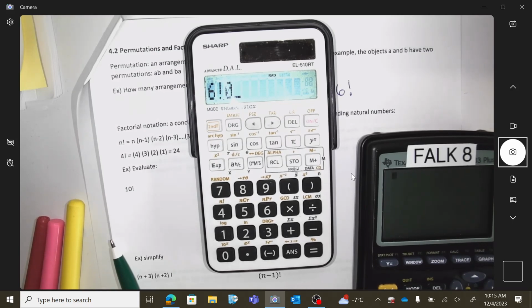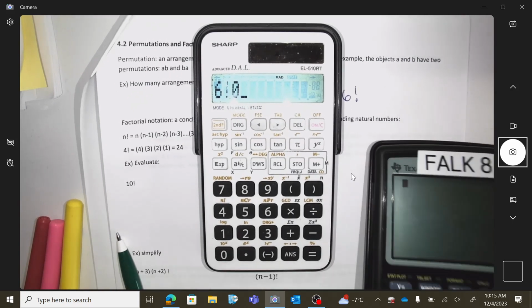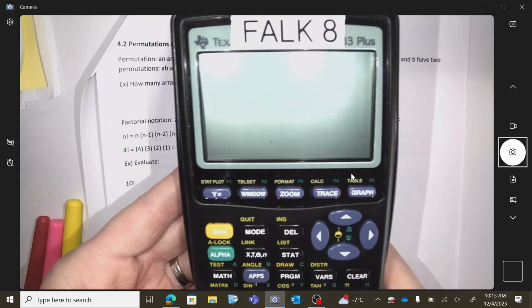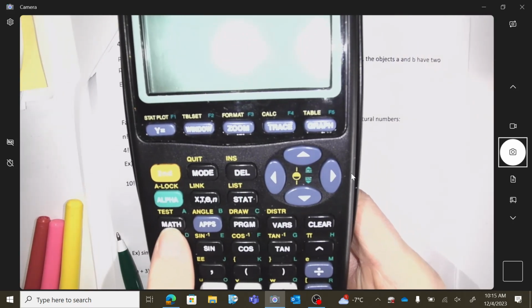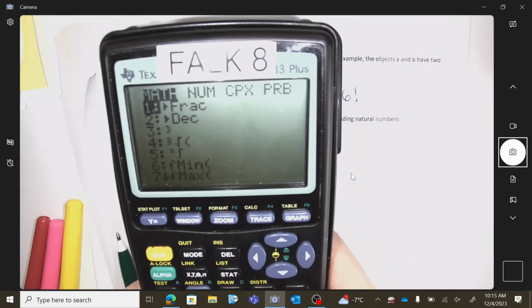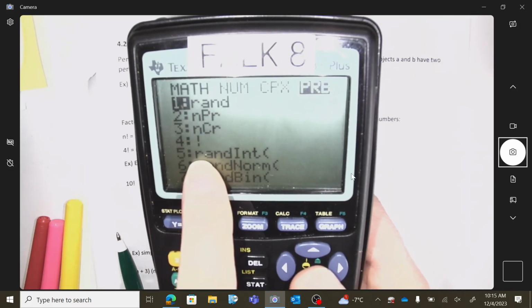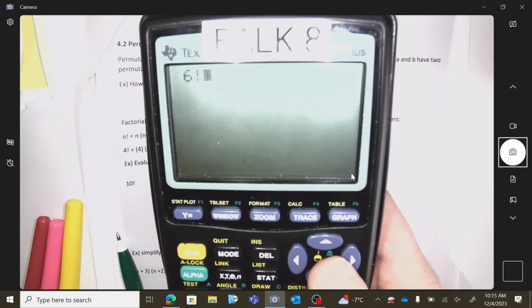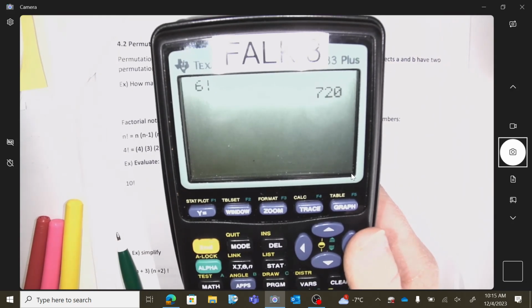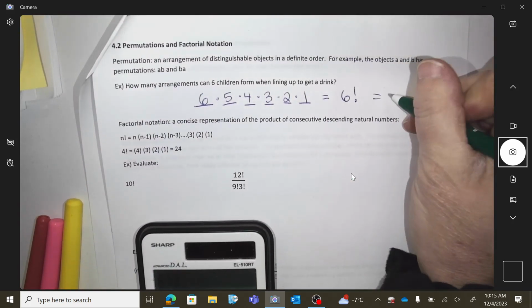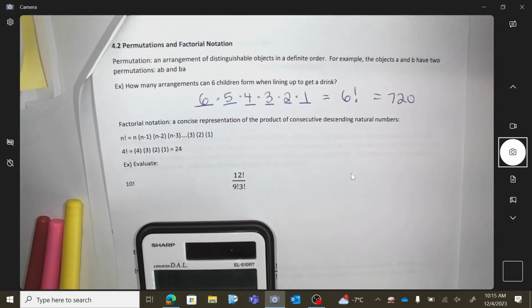Okay, push 6. Everybody's good there? 6. And then the button right here, that's called math. And then at the top, this says probability. And then you can see number 4. 720 ways you can arrange those kids. Anybody not find that button yet? Math, probability.